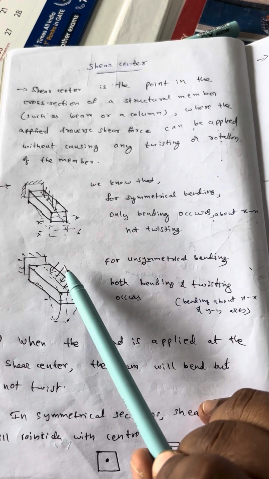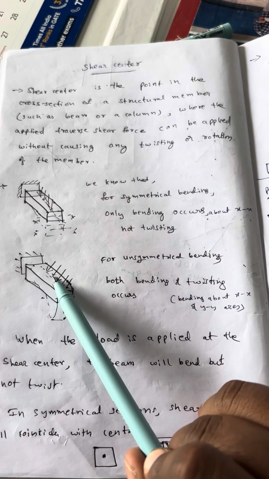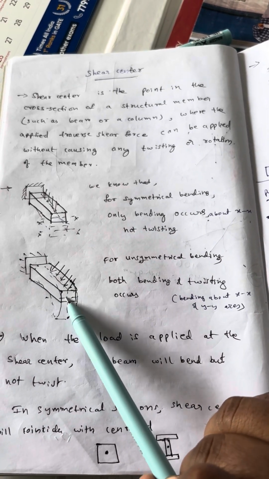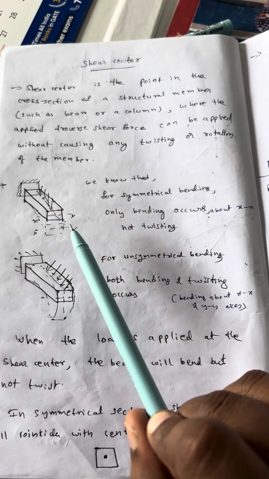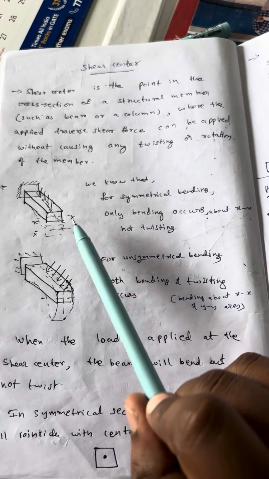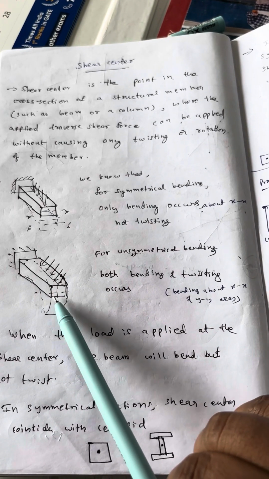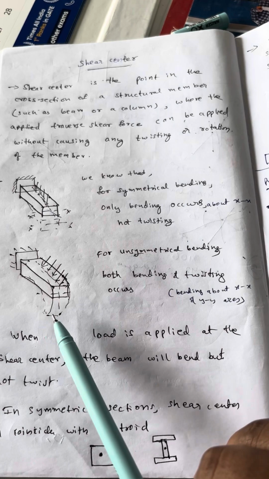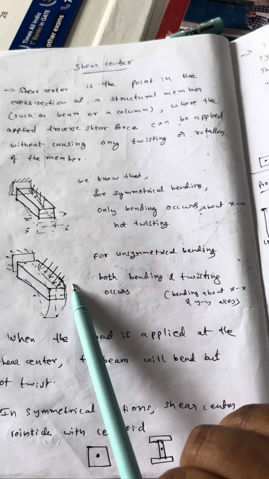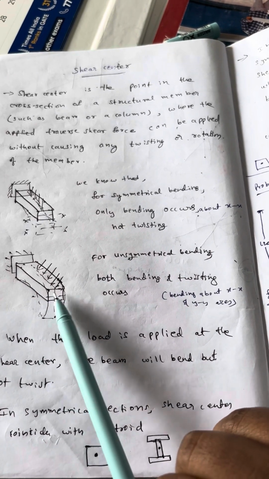But whenever the plane of loading is not coinciding with the plane of symmetry, both bending and twisting occur. That means it will bend about xx as well as yy. Xx will go down, yy will go to the left side in this case. That means twisting is also there, bending is also there.